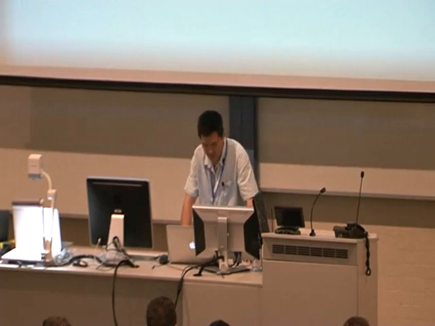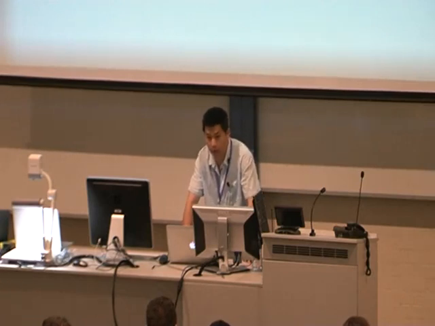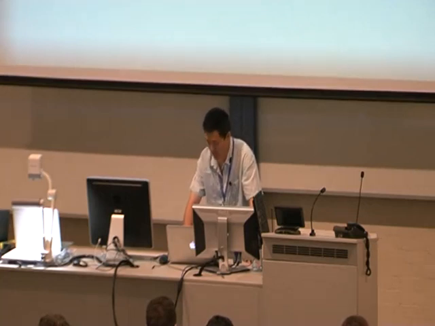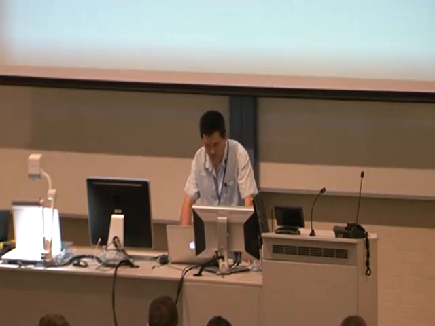So when we do this setup, we test both KVM and Xen type virtualization solutions. We choose Xen because it's a widely used and proven open source virtualization technology with a very active community. I think the most famous user will be Amazon. They built a whole public cloud on top of Xen.